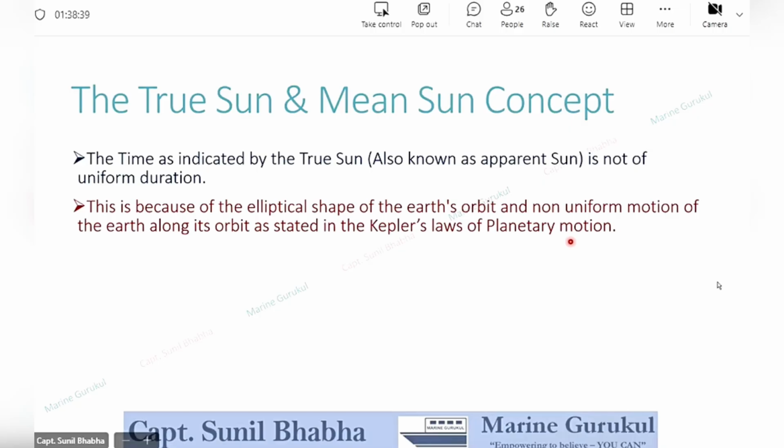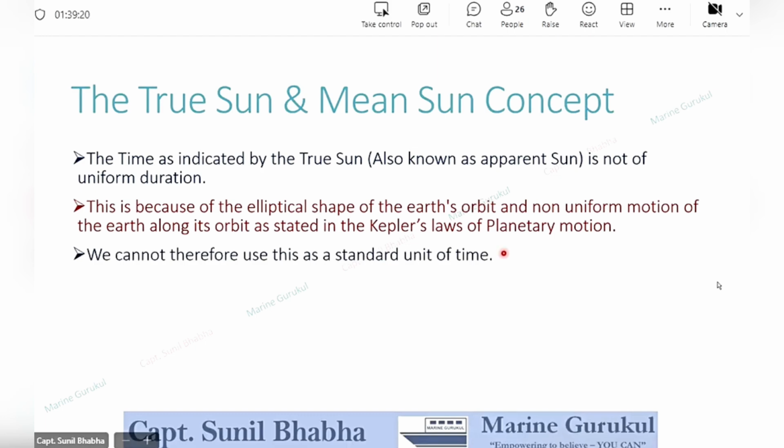The second reason why the time measured with the true sun is of non-uniform duration is that our measurement of time is with respect to the longitudes, with respect to the poles, and the motion of the sun is along the ecliptic. The ecliptic is inclined at an angle of approximately 23.5 degrees to the equinoctial. So this also brings in some non-uniformity. When the sun is close to the equinoctial and when the sun is at maximum declination north or south, it leads to a slight change in the duration of time.